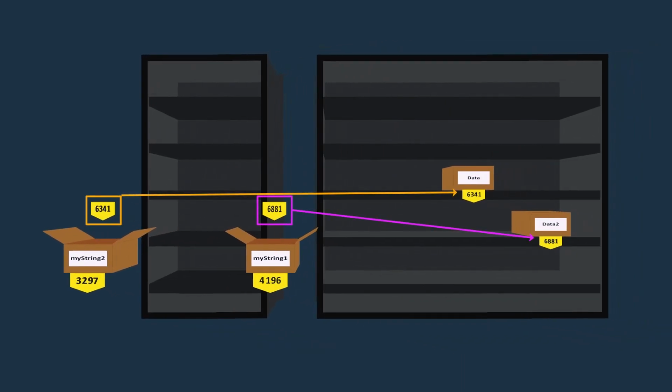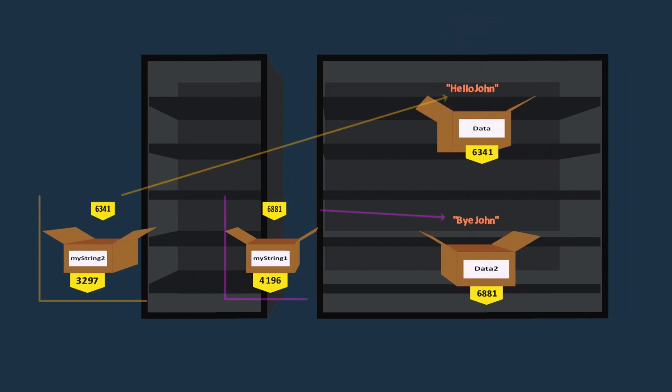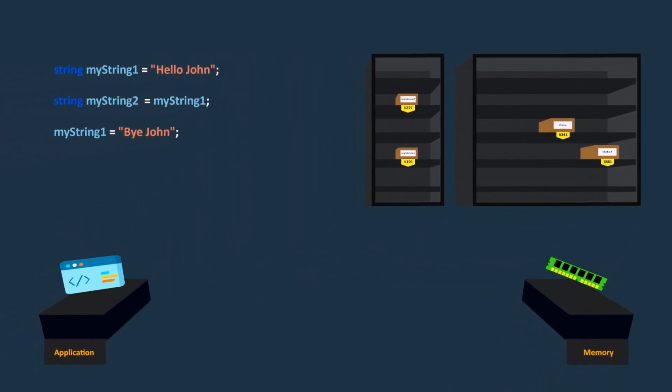Now, as you can see, these variables no longer refer to the same data in memory. This is why these variables display different results. This proves that string objects are immutable because changing myString1 does not affect myString2. So, when working with strings, any operation that appears to change the string actually creates new string data in memory, while leaving the original string unchanged.